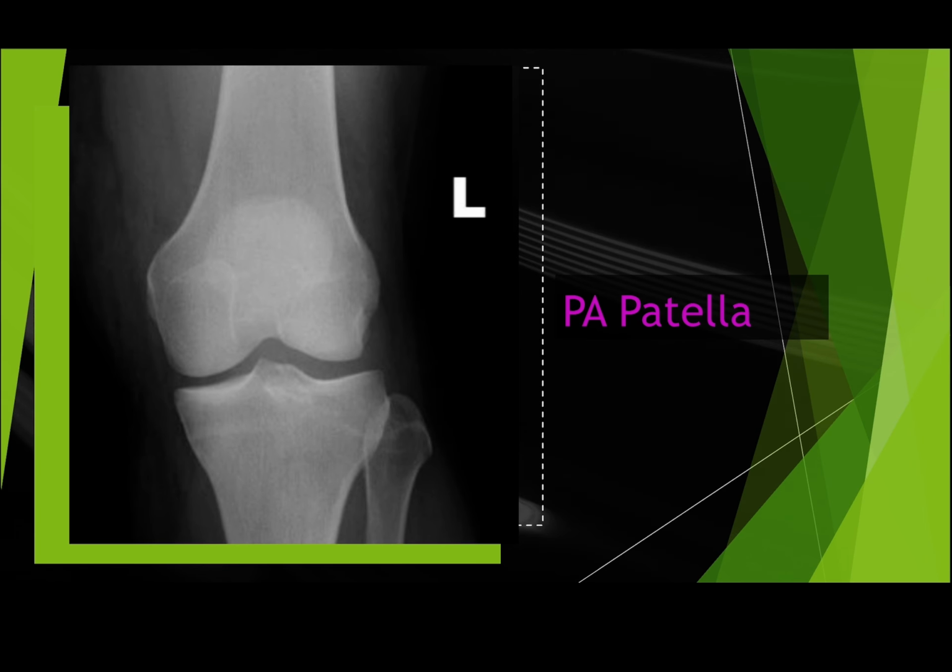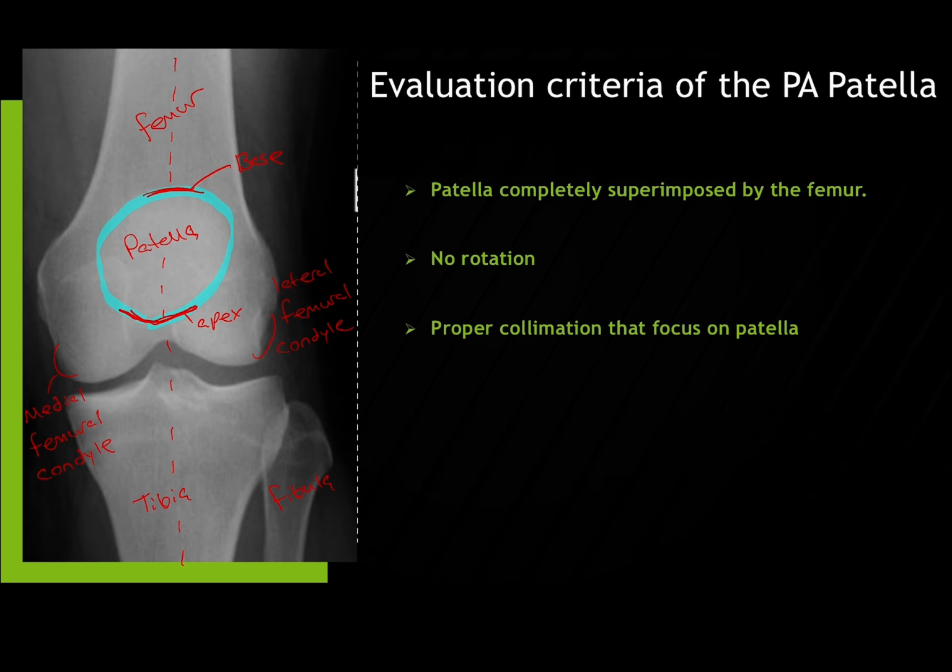So now we're going into the PA patella. Evaluation criteria for the PA patella: the patella completely superimposed by the femur, no rotation, proper collimation that focuses on the patella. So pretty straightforward. We want that patella right in the center. It looks very similar to an AP, and most clinics do an AP knee over a PA patella.